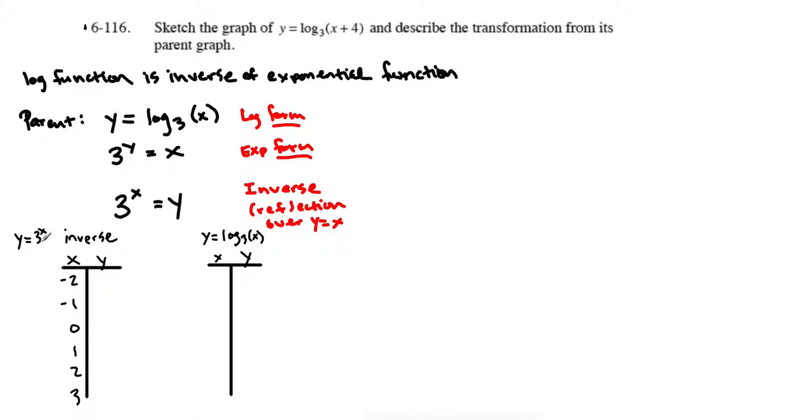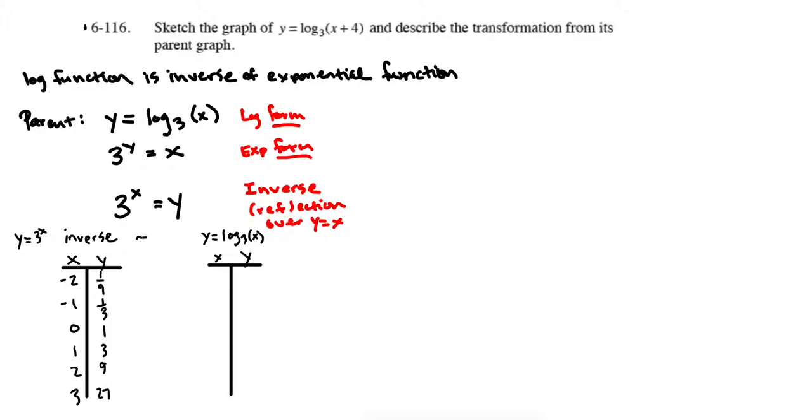So if I put in -2, I'm going to end up with 1/9. If I put -1 in here, I should end up with 1/3. If I put in 0, I should get 1. When I plug in 1, I should get 3. 3 squared is 9, and 3 to the 3rd power is 27.